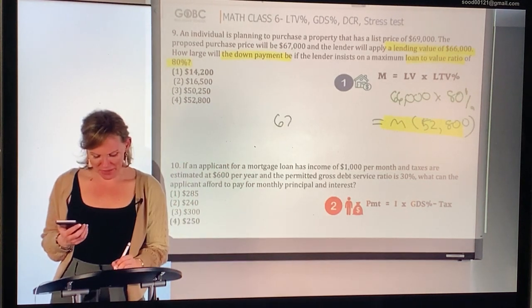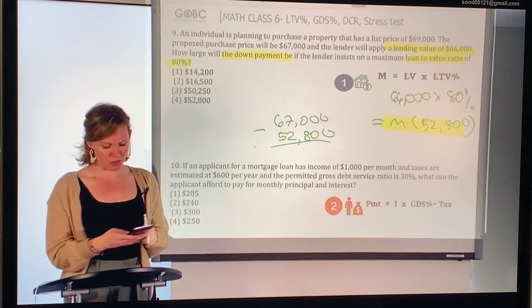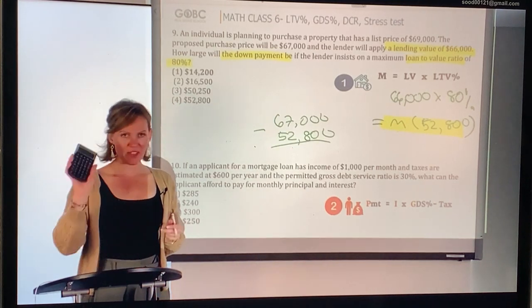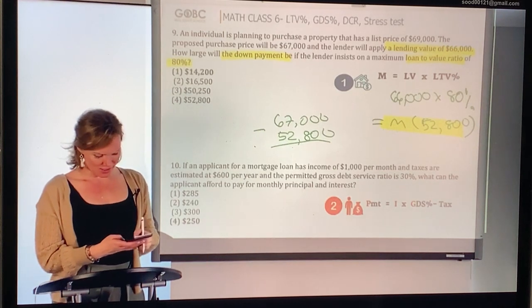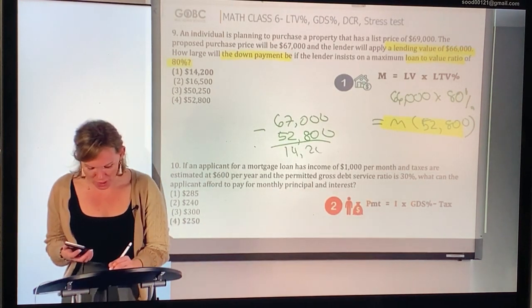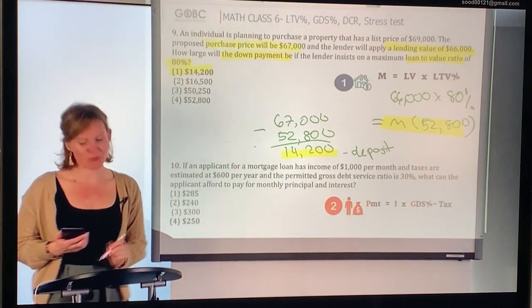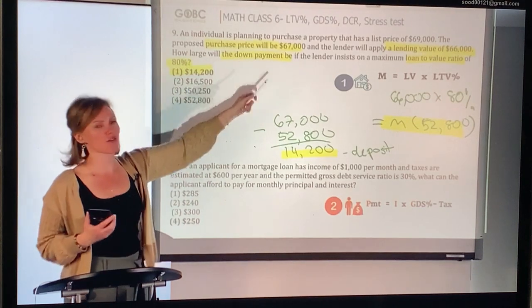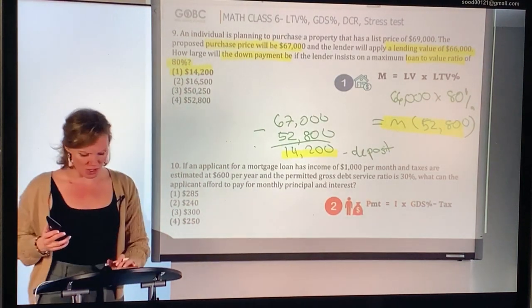So you're going to take 67,000 and minus that 52,800 out of it, to see how much deposit you need to put on this house. It comes out to 14,200. So 14,200, that's my deposit. And why do we use the purchase price? Because whatever you purchase for, it's not how much it was listed for. So you had to figure out which one to use. So option number 1, not a common question. Don't worry about this one too much.